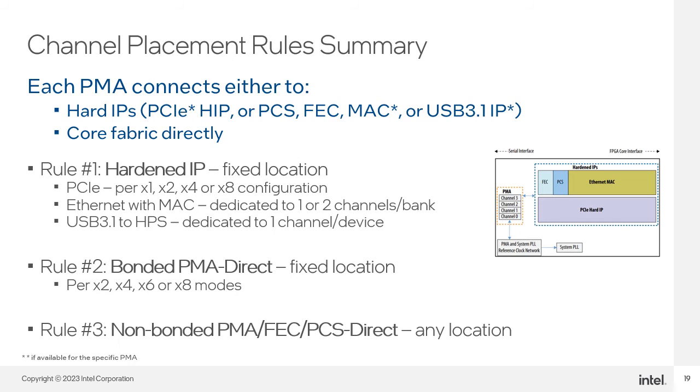PCIe has a dedicated location that allows x1, x2, x4, and x8 configuration. The Ethernet with MAC has dedicated 1 or 2 channels per bank, 1 for the E-series device family and 2 channels per bank in the D-series. USB is only available in 1 channel per device, and you can implement it on a specific location that allows only 1 channel in the whole device.